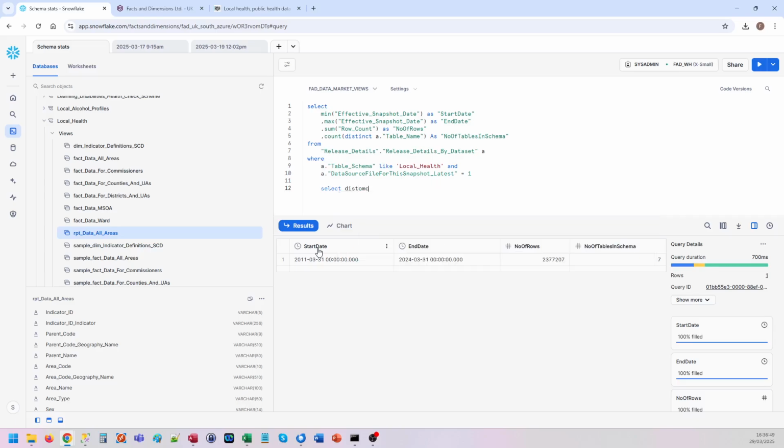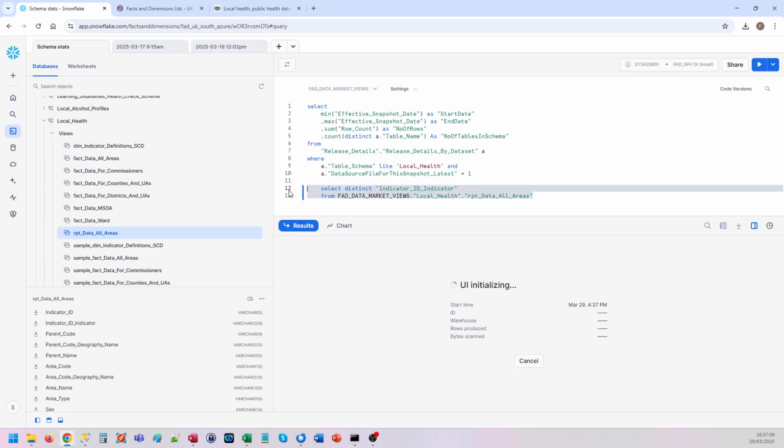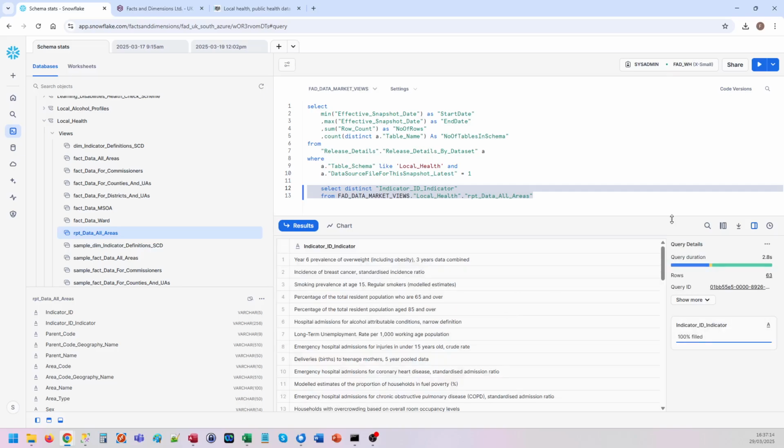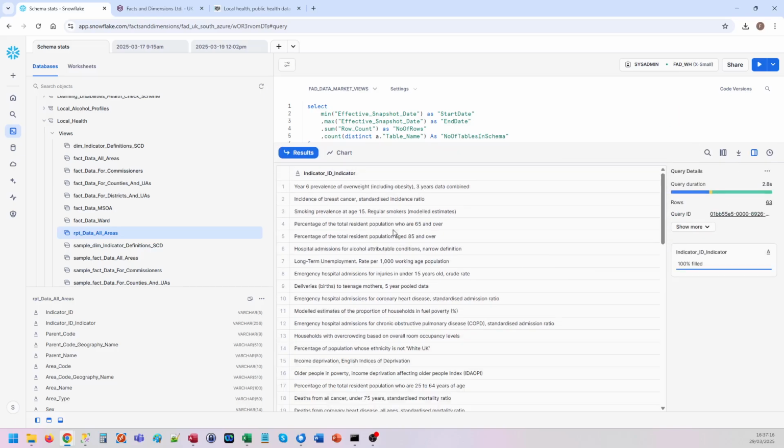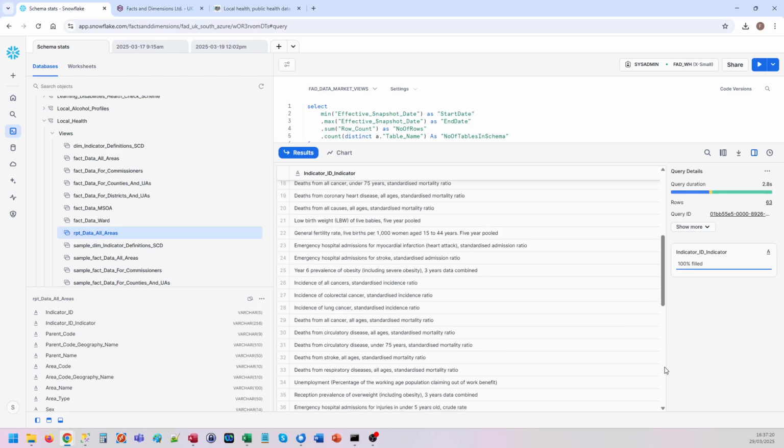There's 63 different measures. I don't know if you can read that on the video.